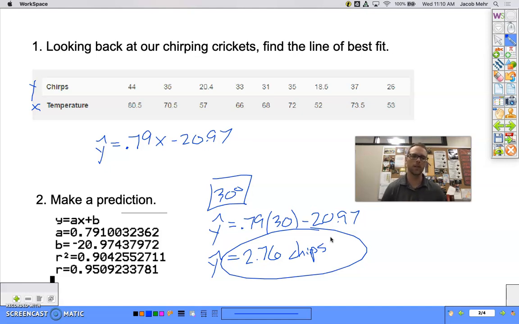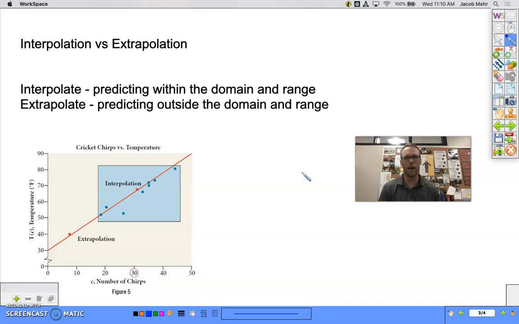So this is going to lead into our conversation about making predictions. We can either interpolate or extrapolate. Interpolation means we are making a prediction inside the data values that we have, so looking at the domain and range. And if we make a prediction, here's our scatter plot.